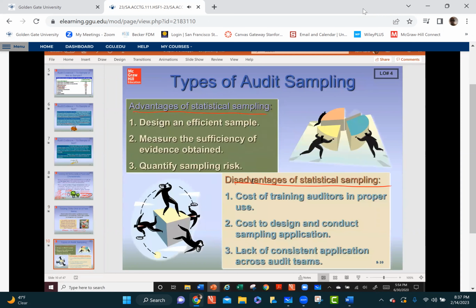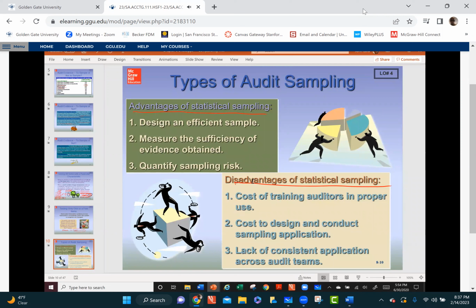Okay, advantages. You can design an efficient sample using stratification. I just gave you an example of that. We are going to be able to quantify the sufficiency of the evidence that we've obtained. We're going to be able to quantify our sampling risk. We're going to be able to be very scientific and precise about how we're determining whether or not we feel the account balance was fairly stated.